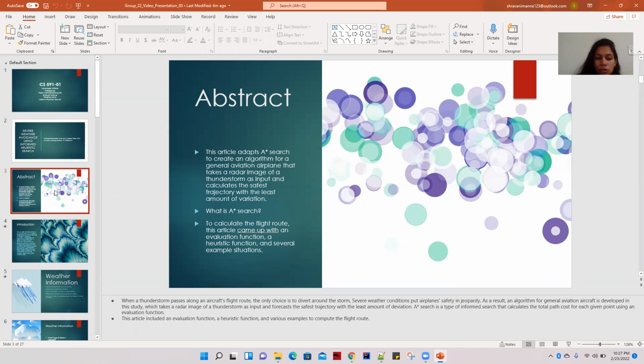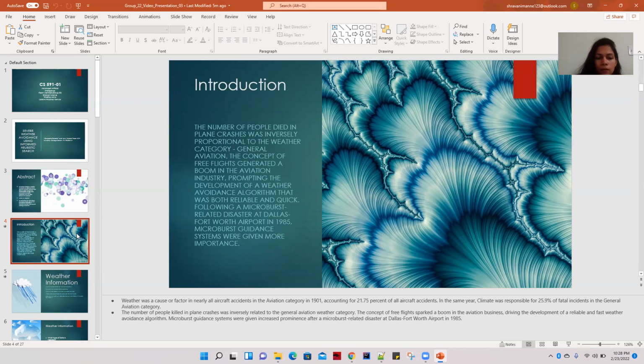Whenever a thunderstorm passes along an aircraft's flight route, the only choice is to divert around the storm, otherwise airplane safety is put in jeopardy. As a result, an algorithm for general aviation aircraft is developed in this study, which takes a radar image of a thunderstorm as input and forecasts the safety trajectory with the least amount of deviation. A-star search is a type of informed search that calculates the total path cost for each given point using an evaluation function.